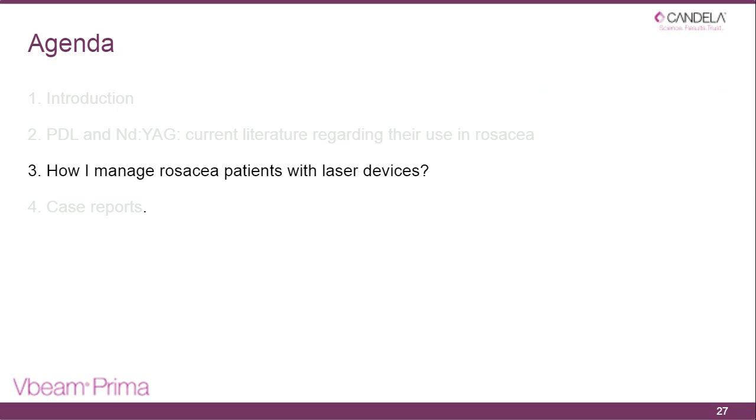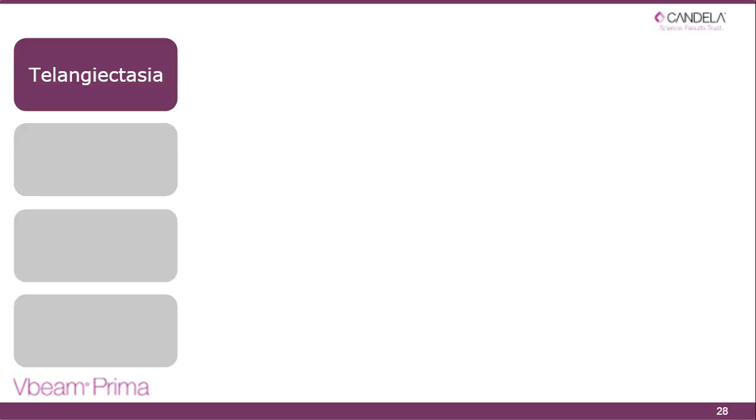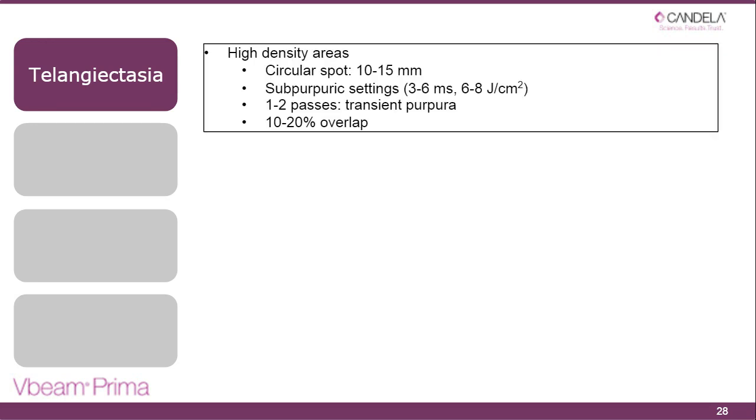So after giving all this information and evidence on the use of PDL and the Nd:YAG when treating rosacea, what do I do in my clinic? To summarize all this information, I'll give you some tips that you can use when treating patients with rosacea regarding the use, for example, of Vbeam Prima, which is the device that I use. I'm going to divide this part into the 4 main conditions that I treat: telangiectasia alone, erythema, papulopustular rosacea, and female rosacea with a very congestive aspect.